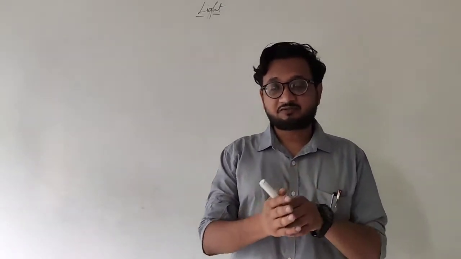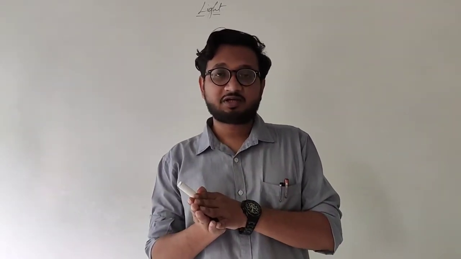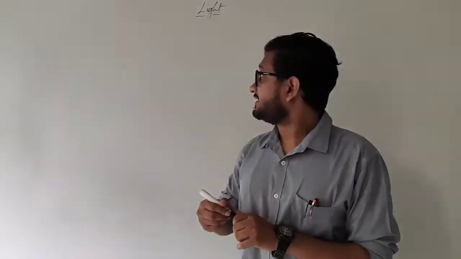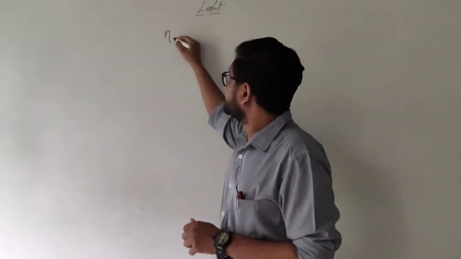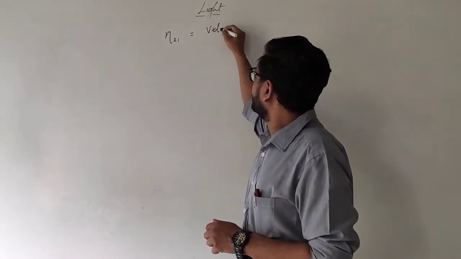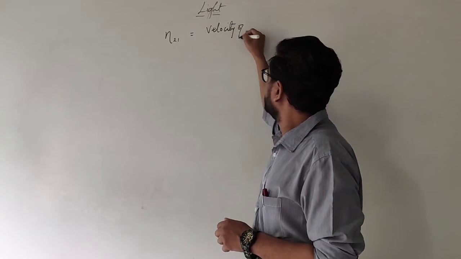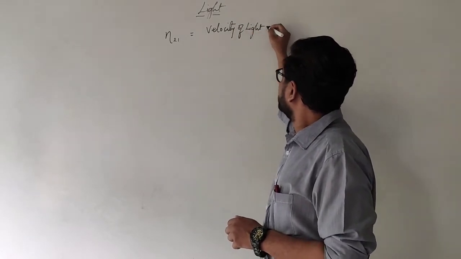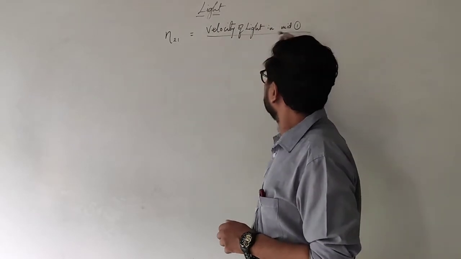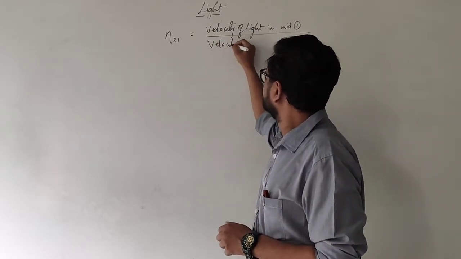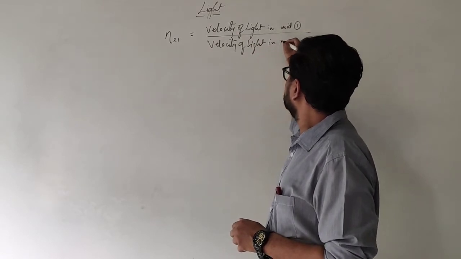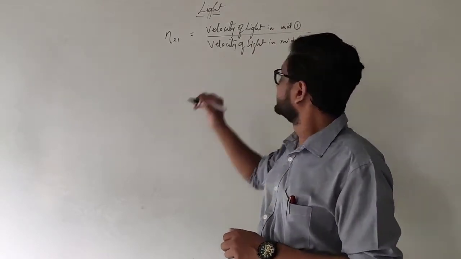When we are talking about the refractive index of one medium with respect to another medium, we are comparing its velocities. The formula is: refractive index of the second medium with respect to the first medium is equal to the velocity of light in medium 1 upon the velocity of light in medium 2.